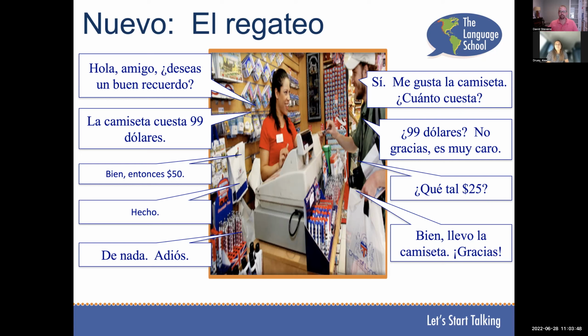Say, okay, I'll take the t-shirt, thanks. Does that make sense? Yes. So, it's not always this drastic, but it can be. It certainly can be. It can be more drastic than this.